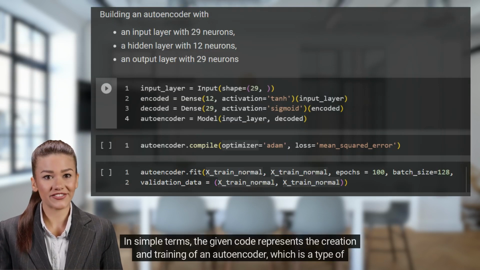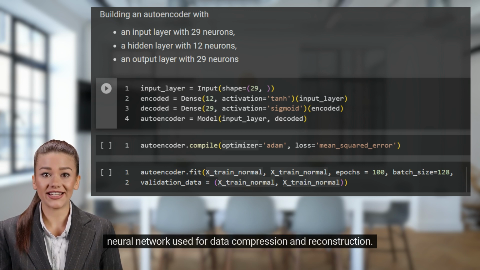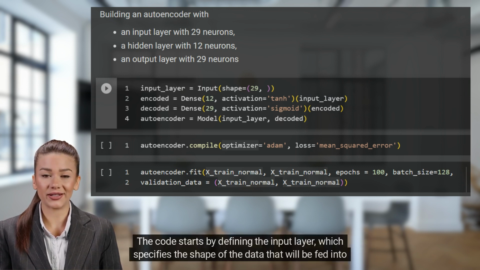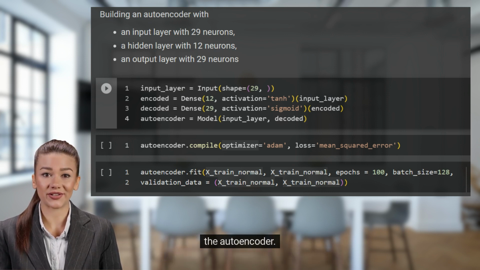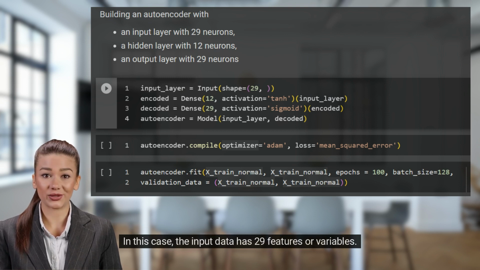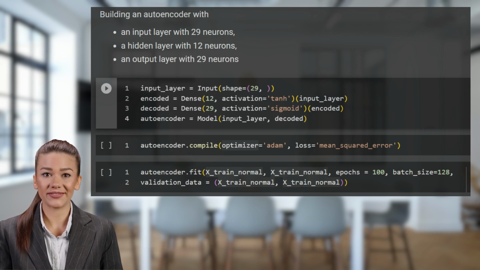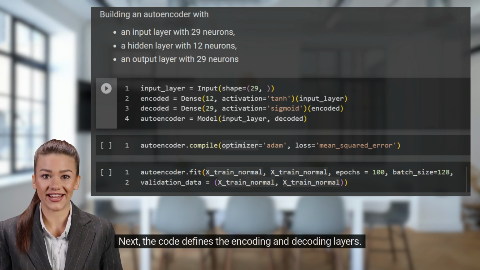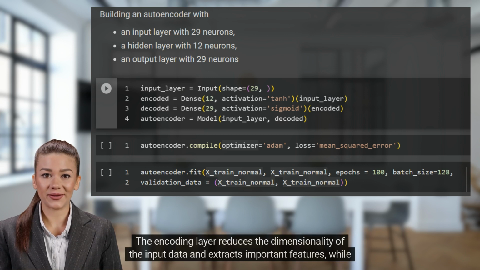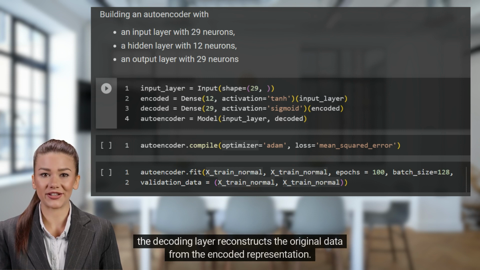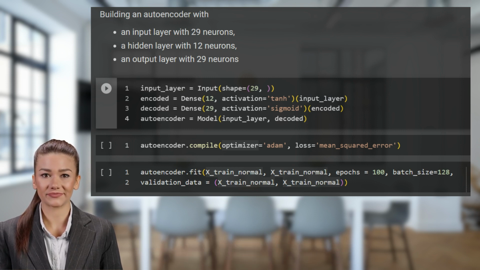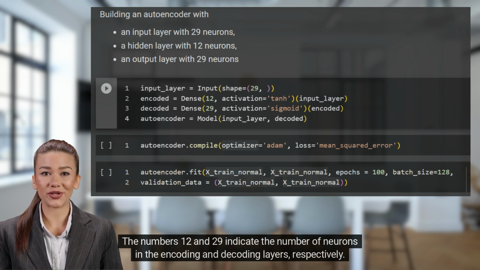In simple terms, the given code represents the creation and training of an autoencoder, which is a type of neural network used for data compression and reconstruction. The code starts by defining the input layer, which specifies the shape of the data that will be fed into the autoencoder. In this case, the input data has 29 features or variables. Next, the code defines the encoding and decoding layers. The encoding layer reduces the dimensionality of the input data and extracts important features, while the decoding layer reconstructs the original data from the encoded representation. The numbers 12 and 29 indicate the number of neurons in the encoding and decoding layers, respectively.